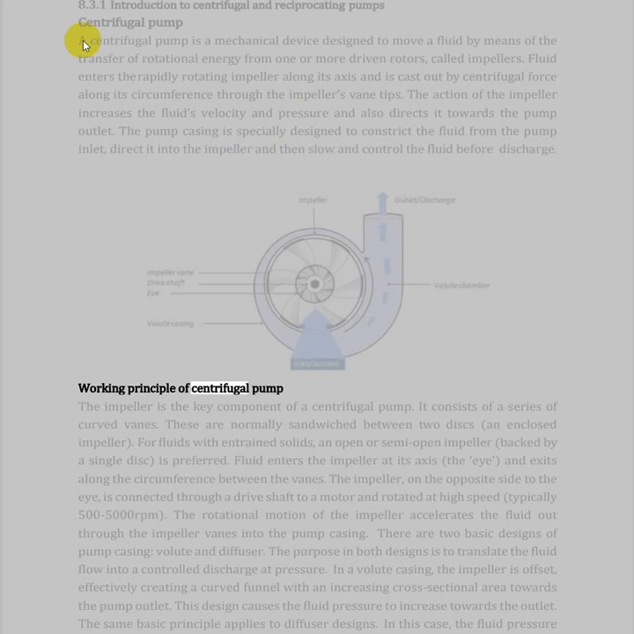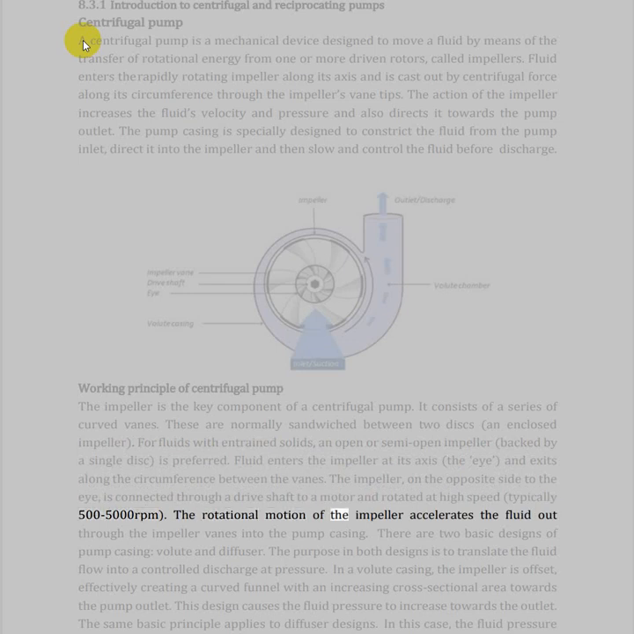Working principle of centrifugal pump. The impeller is the key component of a centrifugal pump. It consists of a series of curved vanes. These are normally sandwiched between two discs, an enclosed impeller. For fluids with entrained solids, an open or semi-open impeller, backed by a single disc, is preferred. Fluid enters the impeller at its axis, the eye, and exits along the circumference between the vanes. The impeller, on the opposite side to the eye, is connected through a drive shaft to a motor and rotated at high speed, typically 500-5000 rpm.